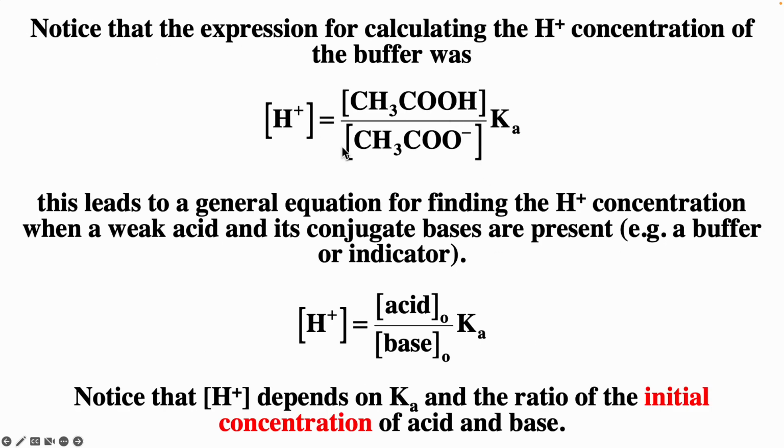And so if we look at this equation, again, the general form says the hydrogen ion concentration is equal to the initial concentration of the acid, that's what that little subscript 0 means, divided by the initial concentration of the base, times the Ka. So notice that the hydrogen ion concentration depends on Ka and the ratio of the initial concentrations of acid to base.